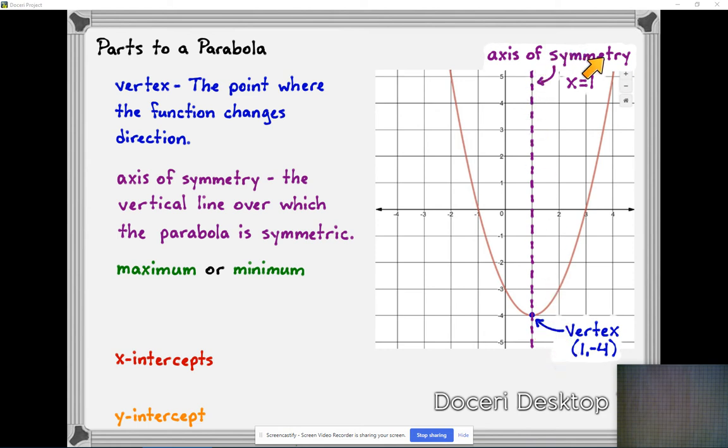Now remember, when you're writing an axis of symmetry, you have to say x equals 1. You don't just say 1. It has to say x equals 1. Be careful with that. If it just says 1, you're not going to get full credit on any assignment. It has to say x equals 1.